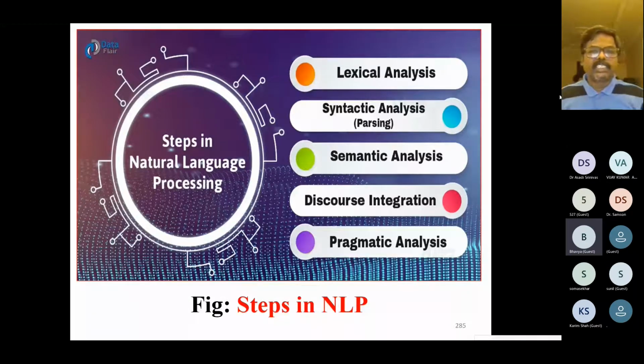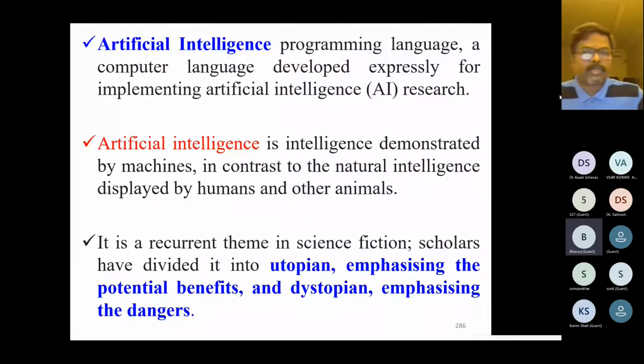So, an artificial intelligence programming language is a computer language developed expressly for implementing AI research. AI is intelligence demonstrated by machines, in contrast to the natural intelligence displayed by humans and other animals. It is a recurrent theme in science fiction. Scholars have divided it into utopian, emphasizing the potential benefits, and dystopian, emphasizing the dangers.